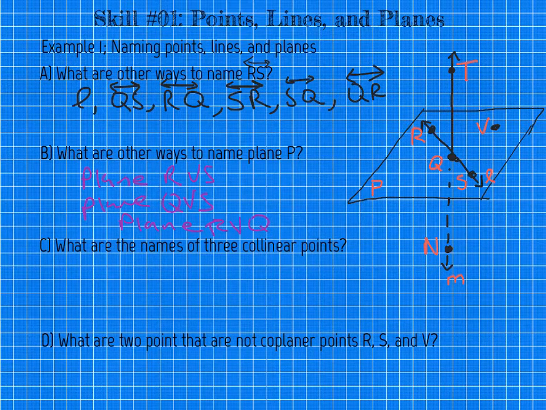Okay, so now we want to know what are the names of 3 collinear points. So that's 3 points that all lie on a single line. So what I see is the first line is RQS, so that means R, Q, and S are collinear. Also, we have T, Q, and N that are also aligned. So T, Q, and N are also collinear.